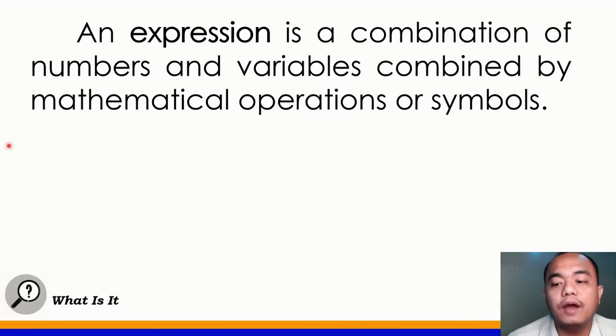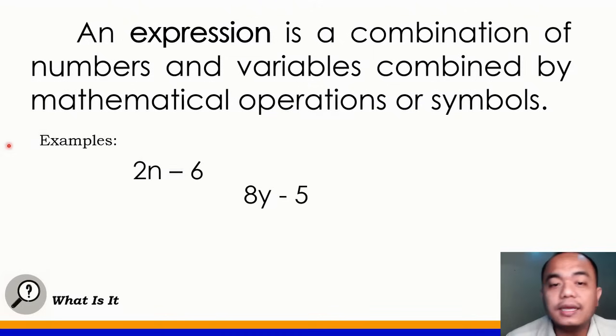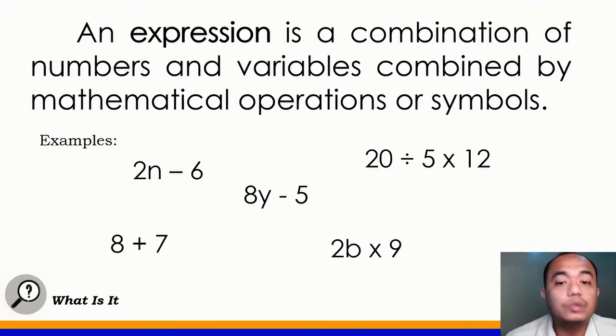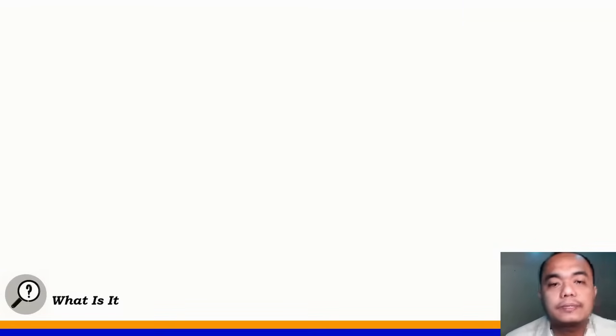So this is an example of expression. 2n minus 6, 8y minus 5. So again, n here and y are variables. And here is the operation, which is minus or subtraction. So 20 divided by 5 times 12 can also be an example of an expression. 8 plus 7, 2b times 9 are all examples of expression. Also, 10 plus 3 times 4. All you see here on the screen are examples of expression. These are combinations of variables, numbers, and mathematical symbols.